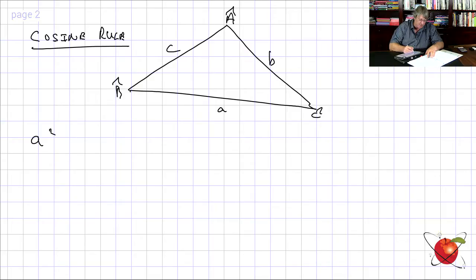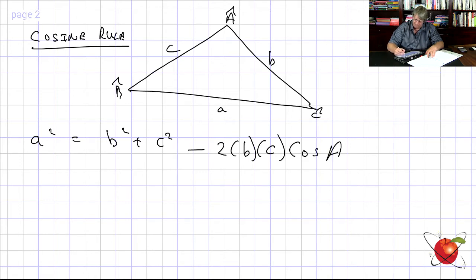The cosine rule says this. It says a squared is equal to b squared plus c squared minus 2bc cos A. Let's just break this down. a squared is equal to that squared plus that squared minus 2 times that times that times the cos of the angle included. This is the included angle.